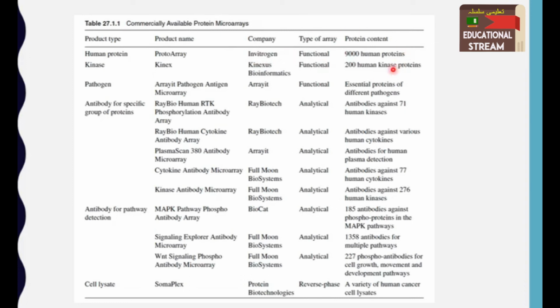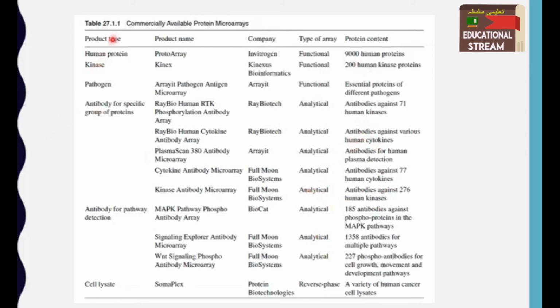However, the disadvantages are obvious as well. For example, most commercial microarrays do not provide full coverage of the proteome, mostly of the human proteome, or only provide antibodies against a small fraction of the human proteome. And the second disadvantage is that most of them are quite costly.